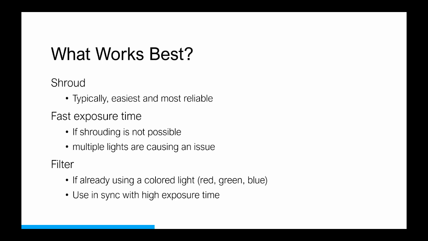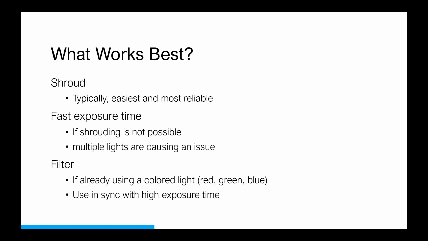If that's not possible, then you want to go to a faster exposure time, especially if multiple lights are causing an issue. You don't have to shroud the whole area. So this is easy. You just overdrive your light and reduce your camera exposure time. And then adding a filter is your next option. As I said, it only works if you can use a colored light. Oftentimes we'll use it in synchronization with the high exposure time, like that image I showed before. It had the red light filter, the polarizer, and a high shutter speed.